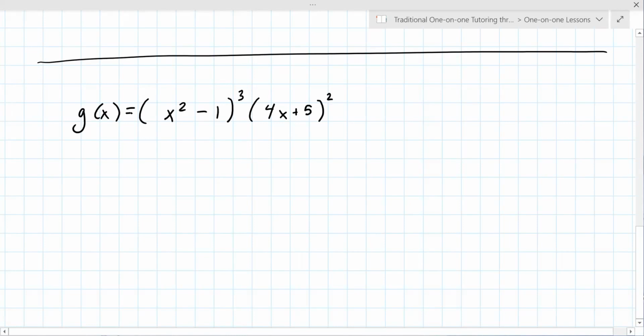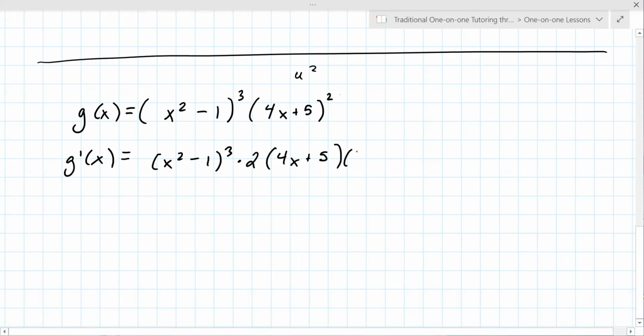Okay. So when you take the derivative here, I'm going to keep the first as is, x squared minus 1 cubed. The derivative of the second, you treat it like it's a u squared. This is a reminder here. So it's 2, keep the inside, but then you have to multiply by the derivative of the inside, which is 4. Okay, and then you do the same.